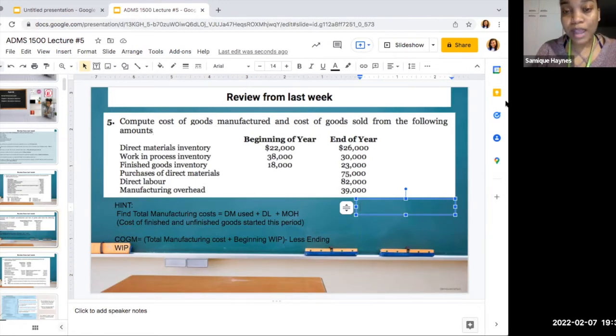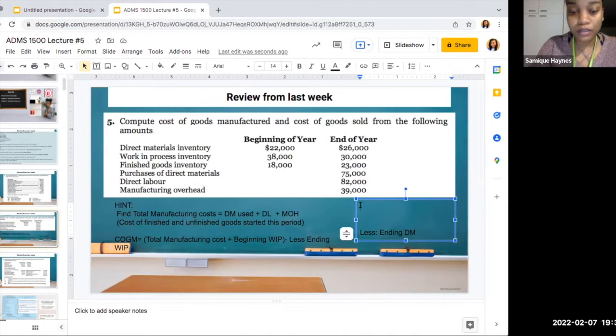Someone says, subtract the unfinished goods. Okay, so we're gonna less. All right, so that's part of the equation. Part of the equation is less the ending direct materials. All right, but what's the first part of this? What do we start with? When you're finding cost of goods sold, what do you start with? Beginning inventory. So that's the same thing we're gonna do here.